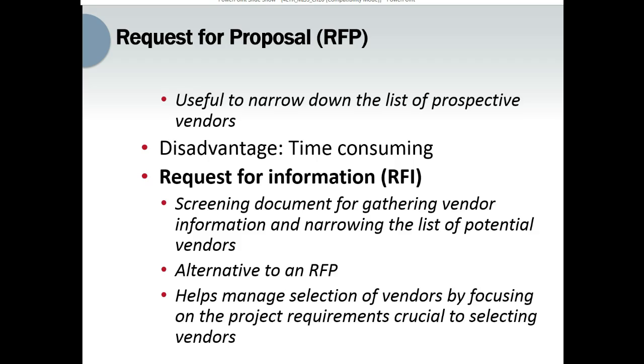Given the need to complete the information system project as quickly as possible, shortening the time needed to write and evaluate proposals is normally necessary. Another alternative to RFP is called Request for Information, or RFI. In this technique, you screen the document for gathering vendor information and narrowing the list of potential vendors. So this is not going to take you as long as the RFP will take.